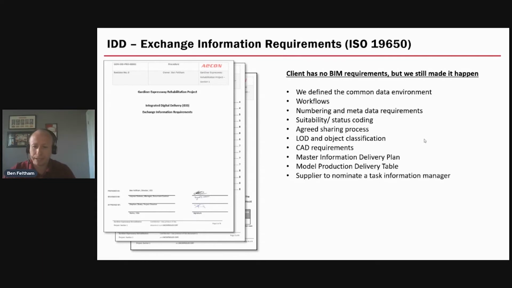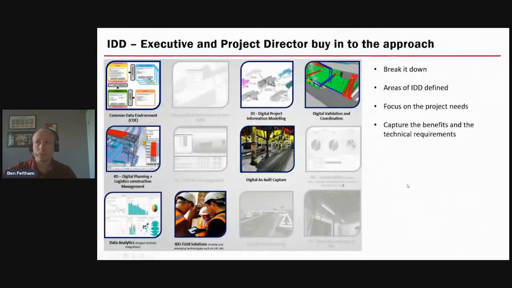Internally, we have a master information delivery plan, and we ask our supply chain to give us task information delivery plans. So when they give us a deliverable, it's in that format and it tells us what they've provided. We feed that into the master and look at planned dates versus actual delivery dates. We also ask the supplier to nominate a task information manager, the person responsible for ensuring the information comes in accordance with these exchange information requirements. So that's what we added to our contract. Let's go to the next one.